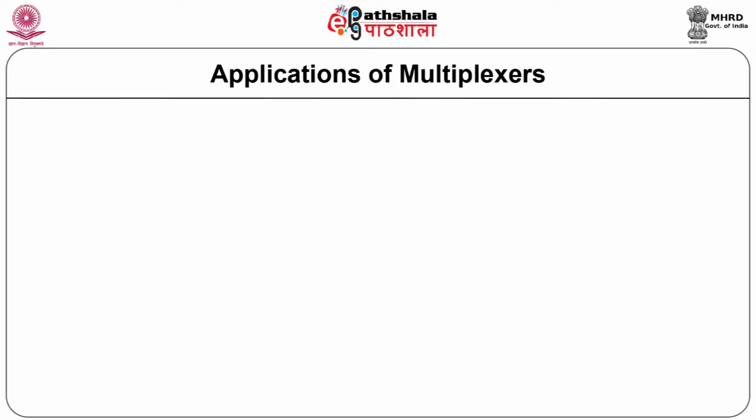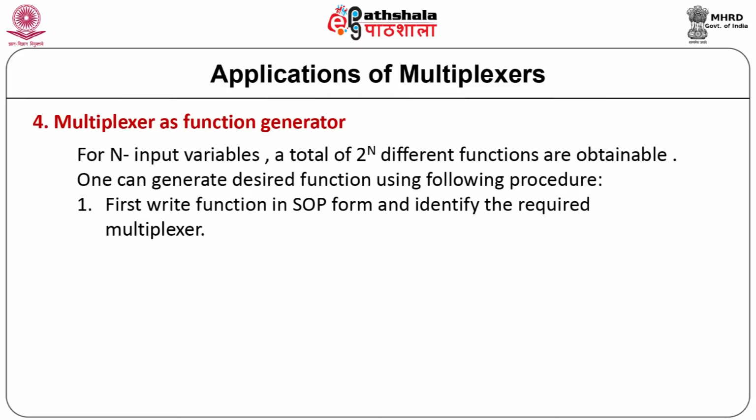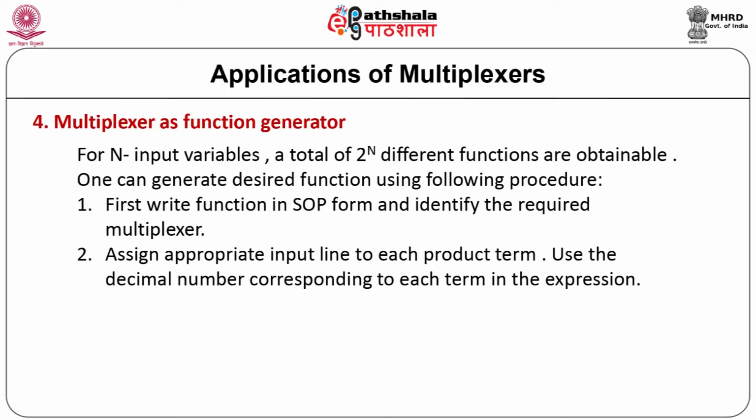Let us consider another application of multiplexer, multiplexer as a function generator. Let us understand the procedure of using multiplexer as a function generator. The procedure is very simple. First, let us write the function in sum of product form. Based on this, let us identify the required multiplexer. Step number 2, let us assign the appropriate input line to each product term. Use the decimal number corresponding to each term in the expression.